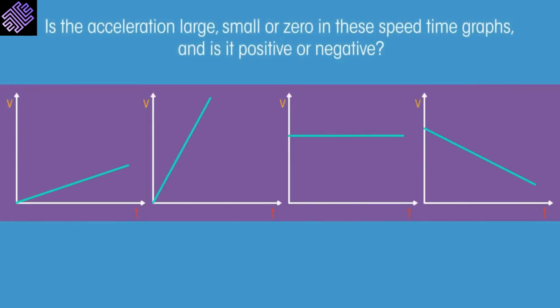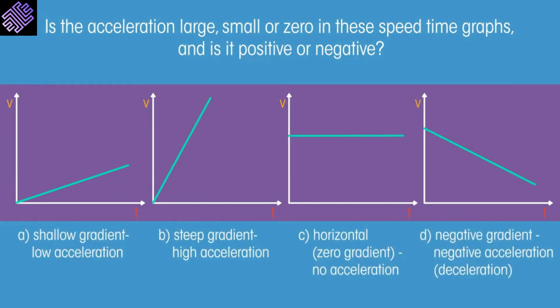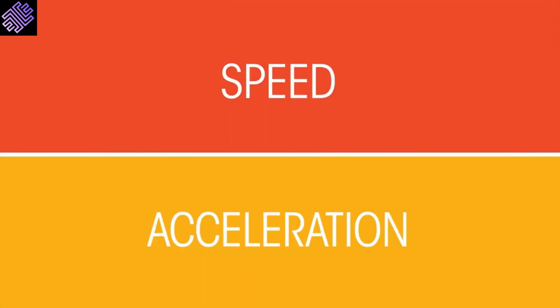Is the acceleration large, small, or zero in the following speed time graphs? Also, is it positive or negative? So that's how speed, velocity, and acceleration are related and can be calculated.